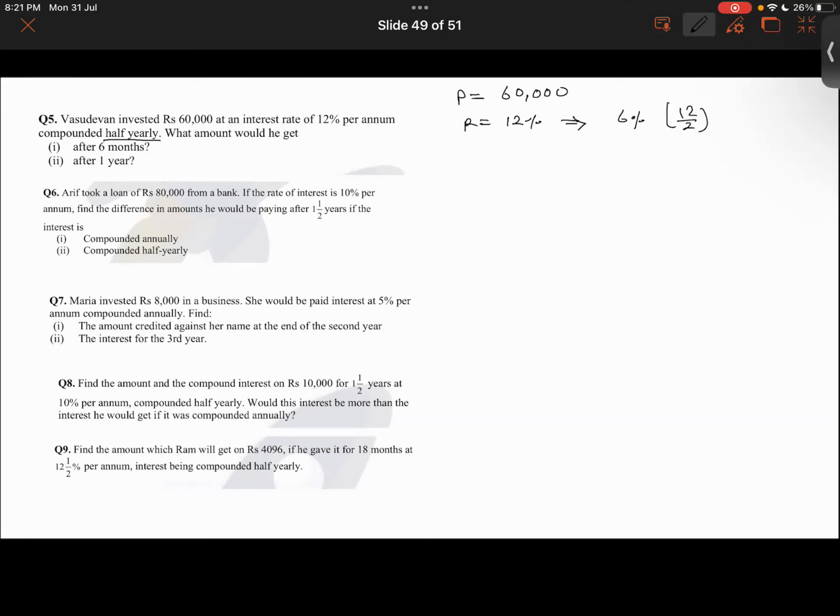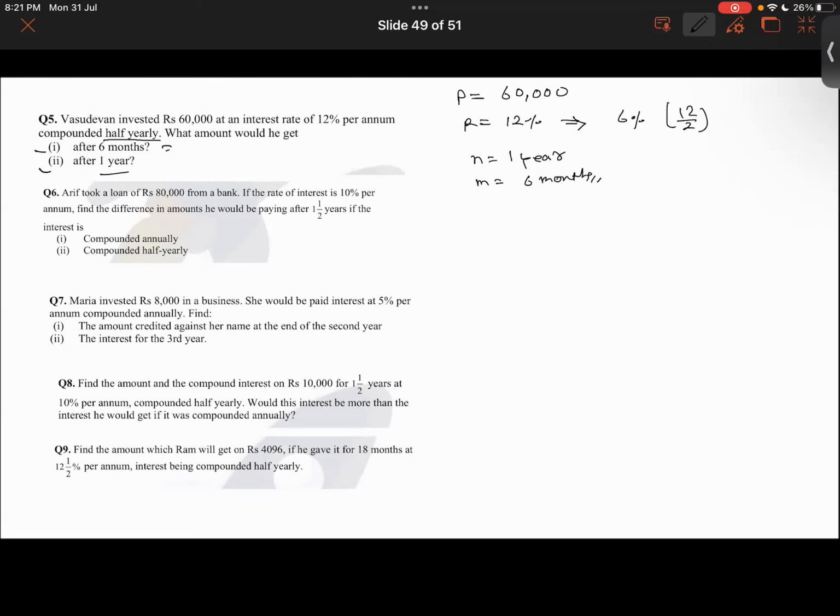Now talking about the time period here. In the first case, it's 6 months. And in the next case, it's 1 year. So N here is given 1 year, and M here is given 6 months. Right? Okay. Yes, sir. We have to solve this one separately here. Okay, sir. We have to solve this one separately here. Okay.